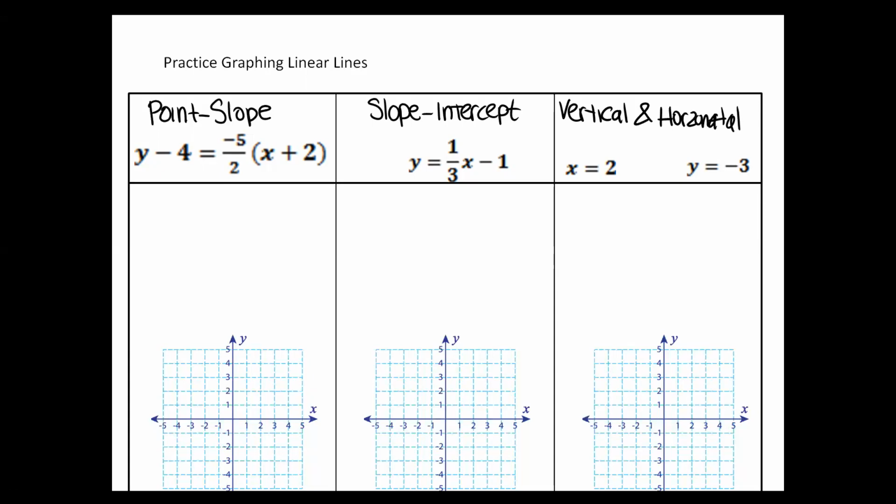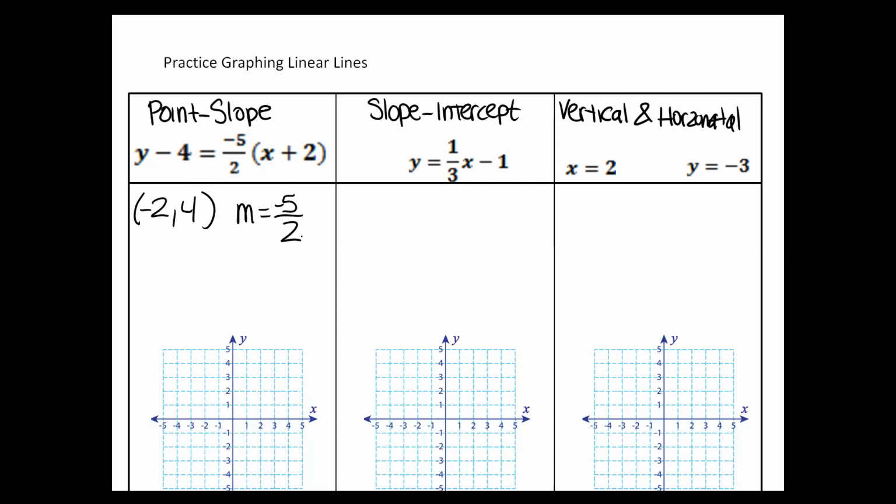At any time you need to stop and rewind it, please feel free. This should be a review for you guys. I do want you to be able to see what we're doing here. So let's practice these. The first, point slope, tells us a point. We use the opposite point, which is (-2, 4), and our slope would be negative 5 over 2.